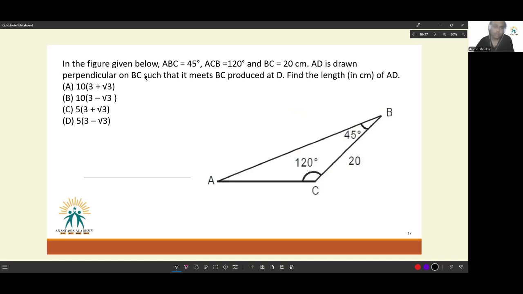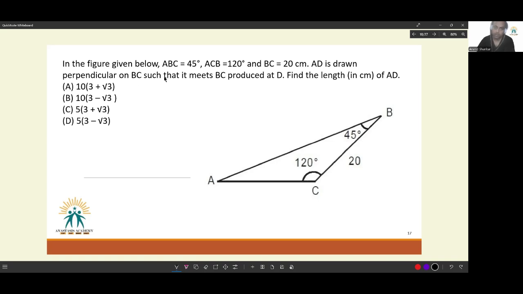Next, in the figure given below, angle ABC is equal to 45 degrees and angle ACB is 120 degrees and BC is equal to 20 centimeters. AD is drawn perpendicular to BC.